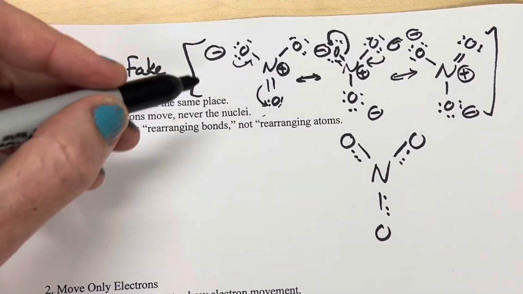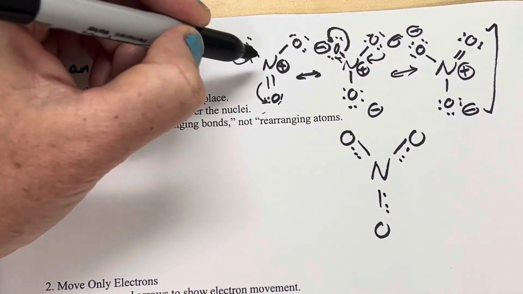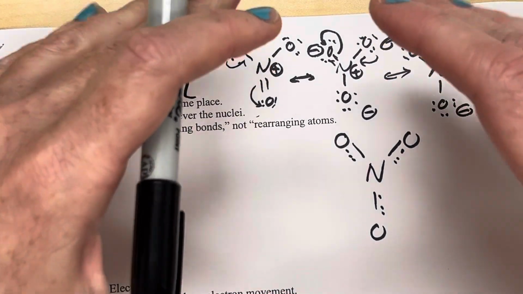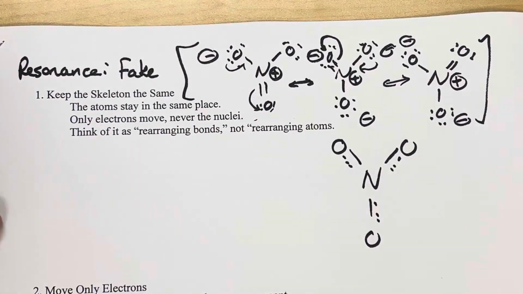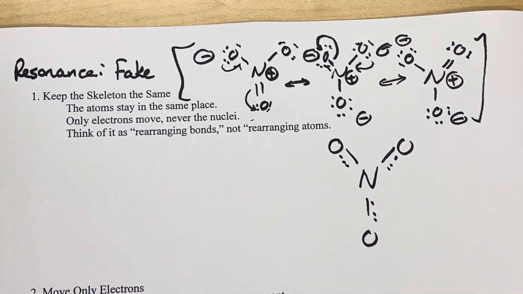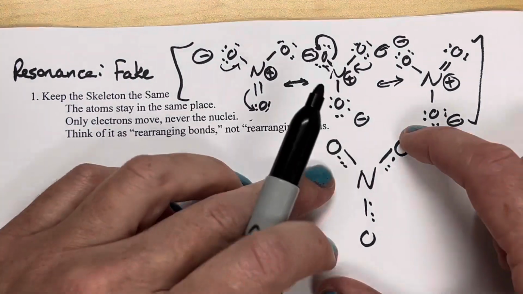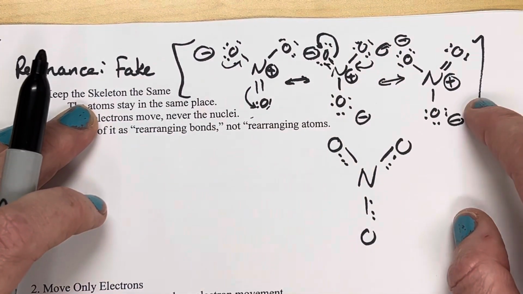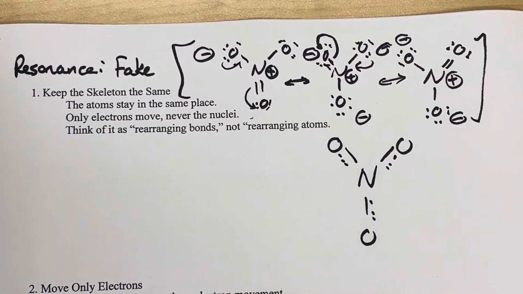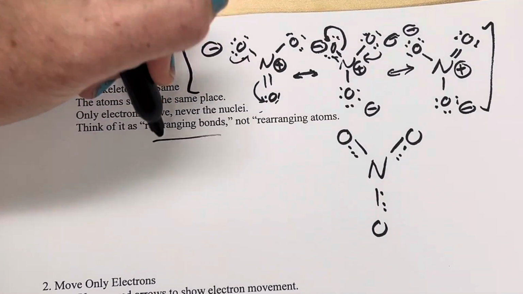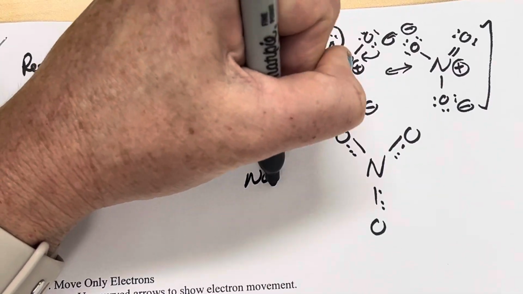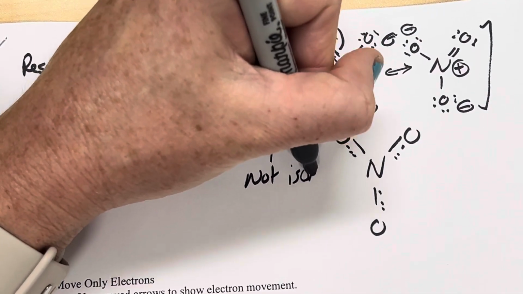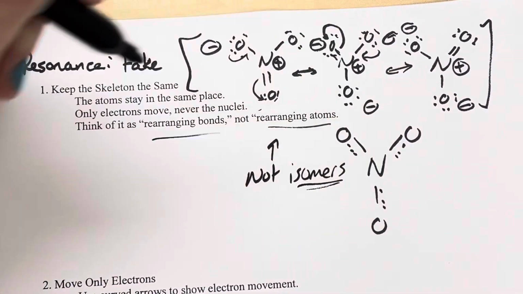These electrons are actually delocalized, meaning they're not just here. They're kind of hanging out in all three of these locations, and being shared equally among the oxygens. And the only way that we can really show this is through resonance structures, and that's why we use them. Okay? So we're thinking of it as rearranging bonds, not rearranging atoms. These are not isomers. Okay, these are exactly the same molecule.